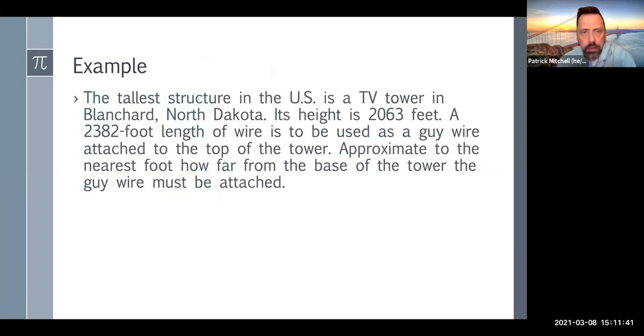Okay, so the tallest structure, here's a little trivia for you. If this ever comes up on Jeopardy and you're a contestant, I hope you'll think of me. The tallest structure in the US is a TV tower in Blanchard, North Dakota. Its height is 2,063 feet. A 2,382 foot length of wire is to be used as a guy wire attached to the top of the tower. Approximate to the nearest foot how far from the base of the tower the guy wire must be attached.